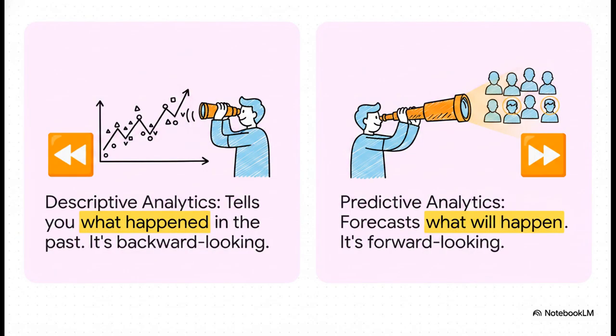Let's make this super clear. A descriptive approach might tell us, hey, historically, 20% of our first-year students drop out. Okay, that's interesting. But a predictive approach tries to tell us which specific students are at high risk of dropping out next semester. See the difference? That's the leap that lets us actually do something about it.